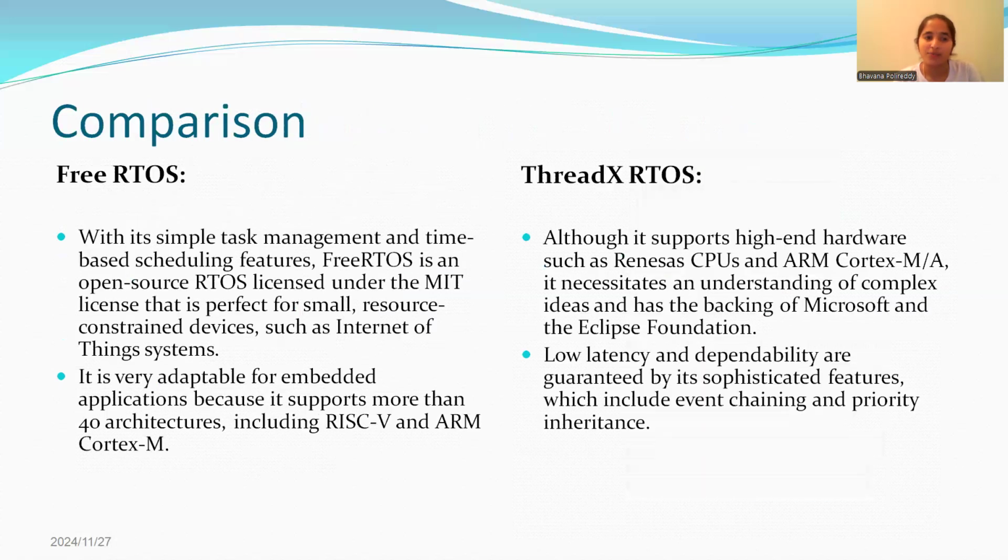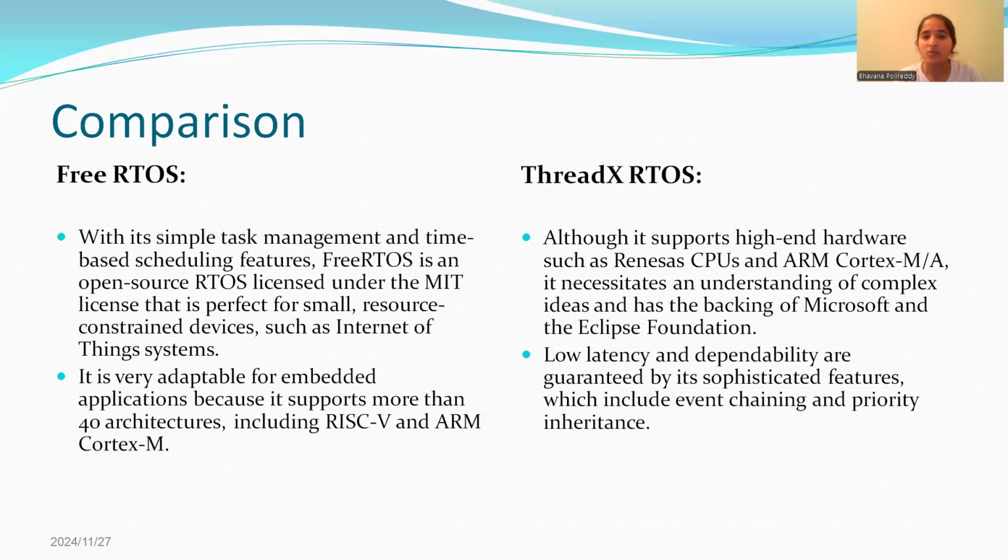Let's talk about the comparisons. First, talk about FreeRTOS. With simple task management and time-based scheduling features, FreeRTOS is an open source RTOS licensed under the MIT license. It is perfect for small resource-constrained devices such as Internet of Things systems. It is very adaptable for embedded applications because it supports more than 40 architectures, including RISC-V and the ARM Cortex-M families.